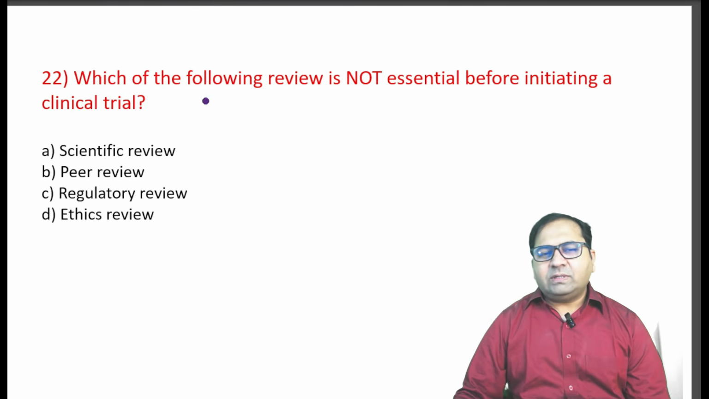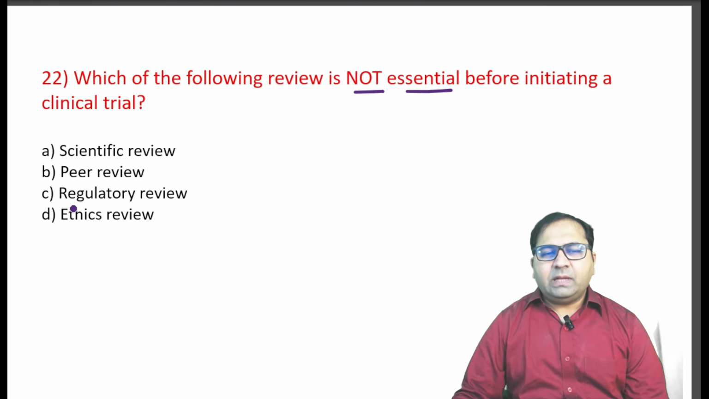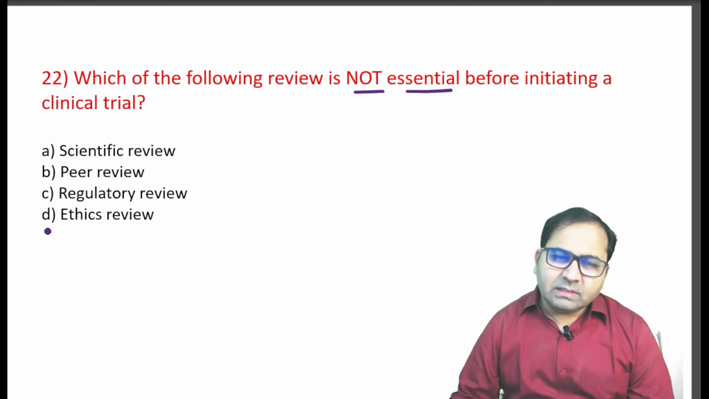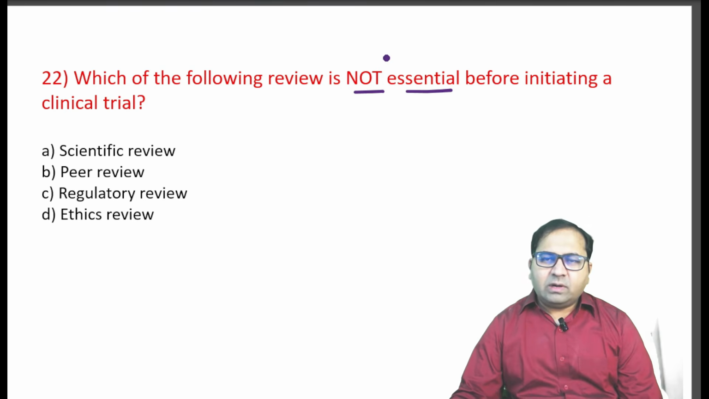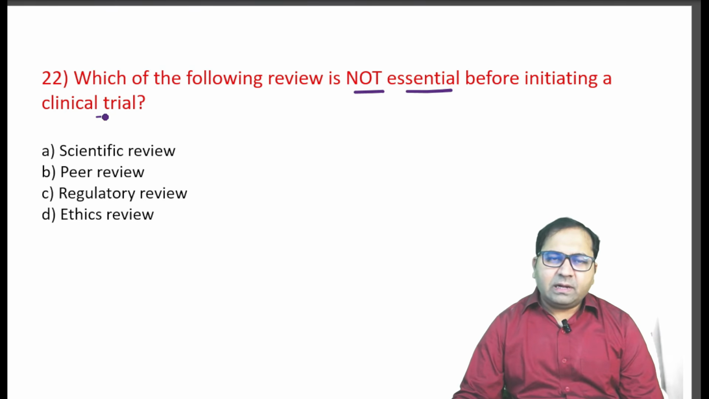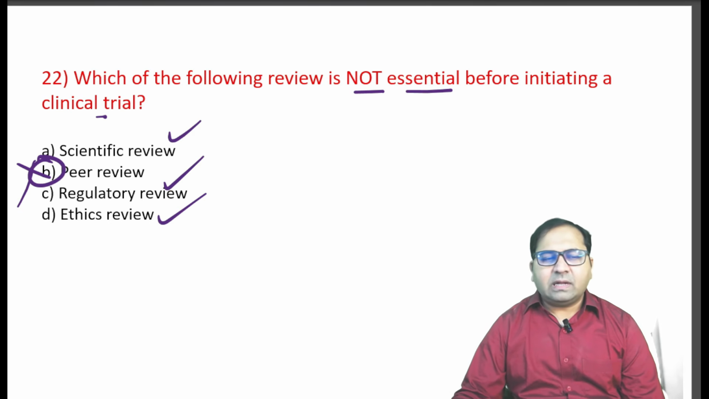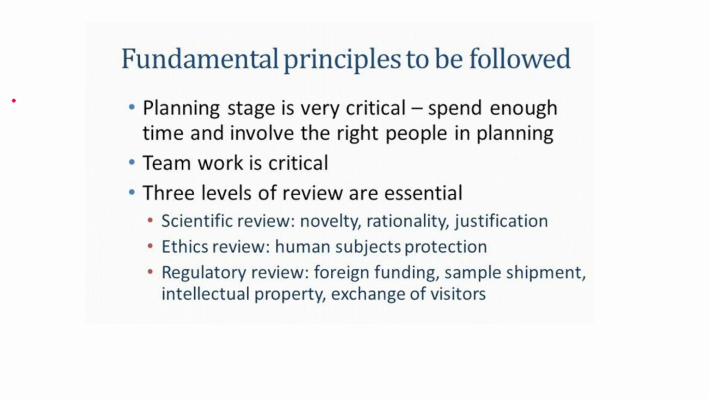Next question. Which of the following review is not essential before initiating a clinical trial? The options are A. Scientific review, B. Peer review, C. Regulatory review, or D. Ethical review. So what is not essential before you initiate a clinical trial? Peer review is not at all required. Scientific review, regulatory review and ethical committee approval are all required before you start a clinical trial.